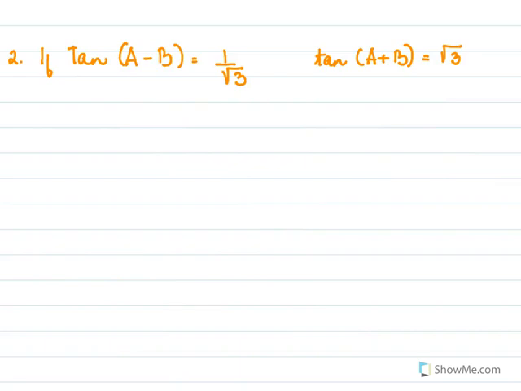Tan of a minus b is 1 by root 3, and tan of a plus b is root 3. We have to find a and b. So we'll do tan a minus b equal to 1 by root 3.